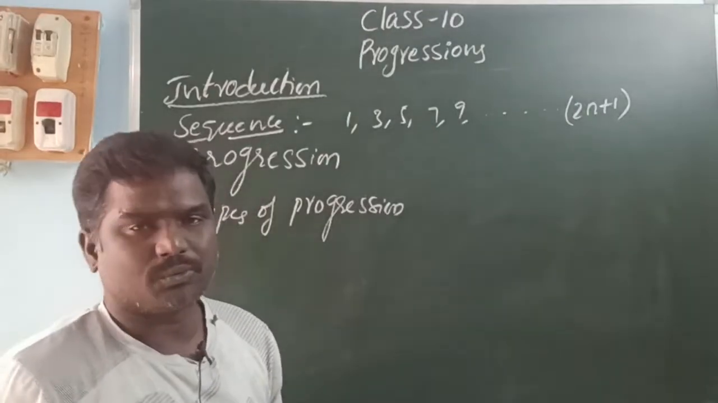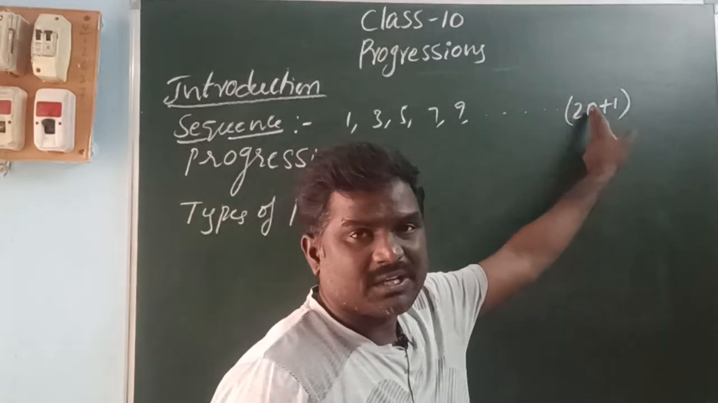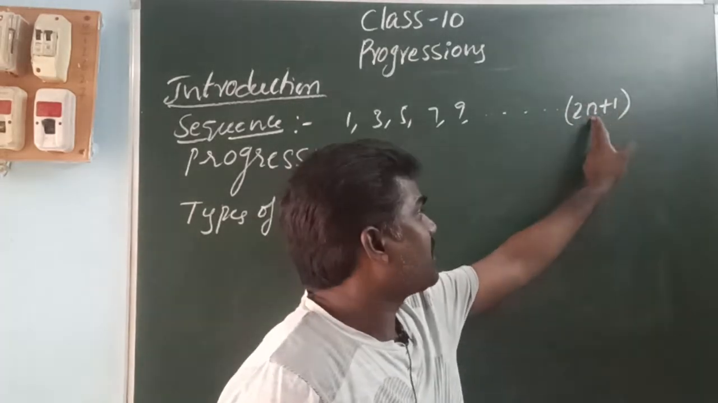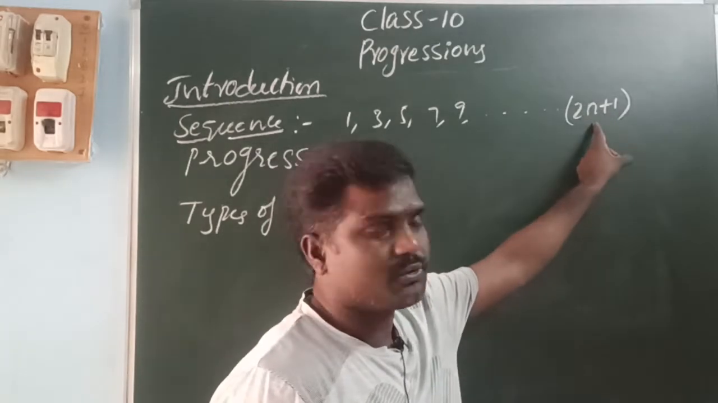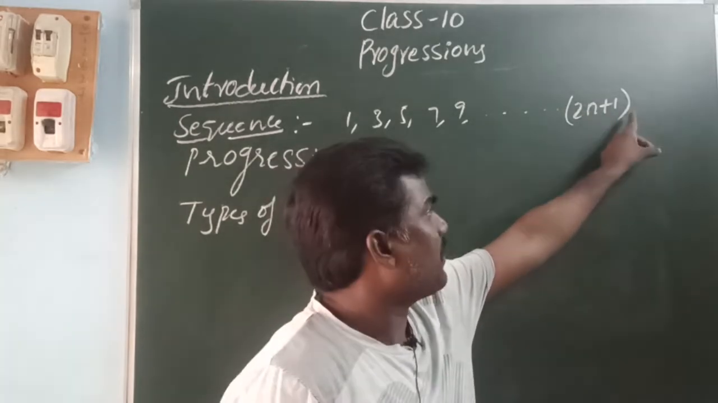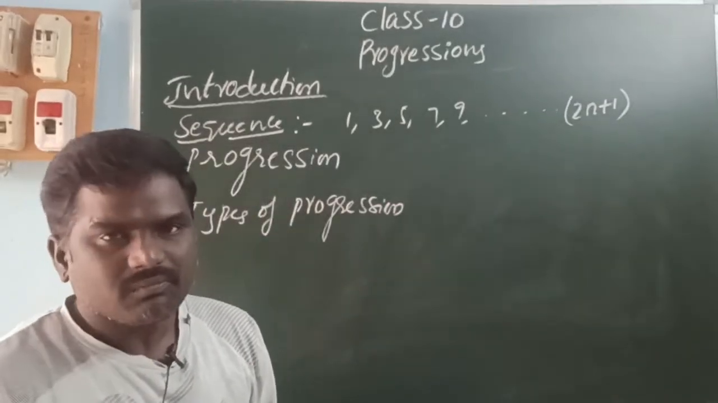2n plus 1 rule. So in the place of n we can put 0, that is 2 into 0 plus 1, that is how much? 1. In the place of n we can put 1, 2 into 1 is 2, 2 plus 1 is 3. In the place of n we can put 2, 2 twos are 4, 4 plus 1 is 5. So this is called a sequence.